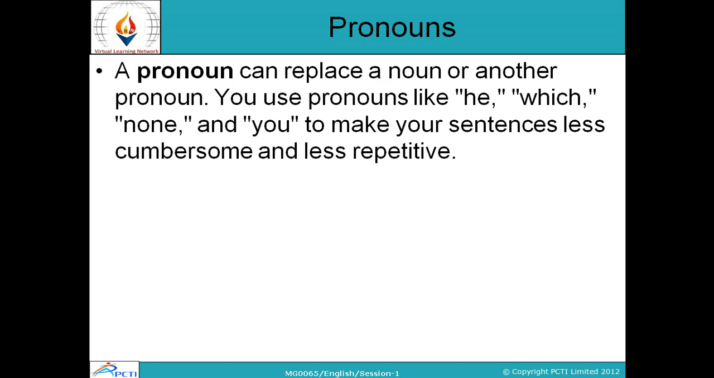Let us see the definition of a pronoun on the slide also first. A pronoun can replace a noun or another pronoun, and you use pronouns like he, which, none and you to make your sentence less cumbersome and less repetitive.